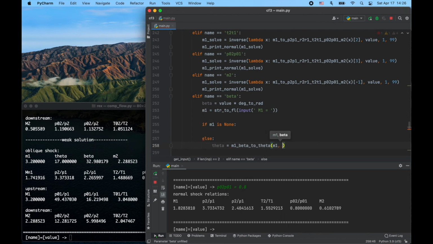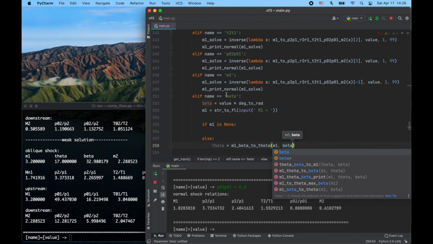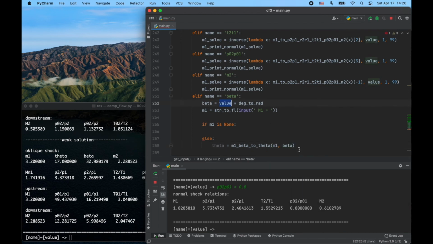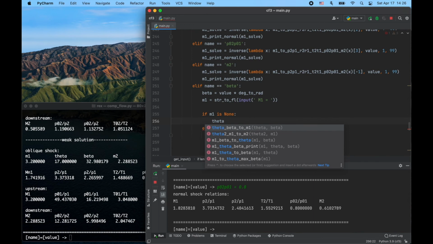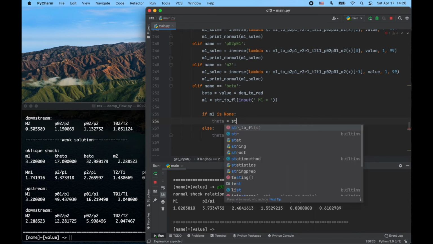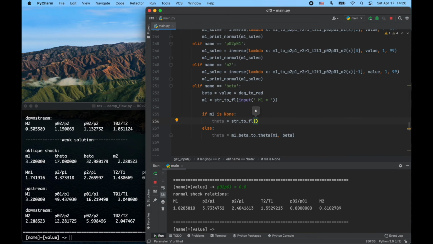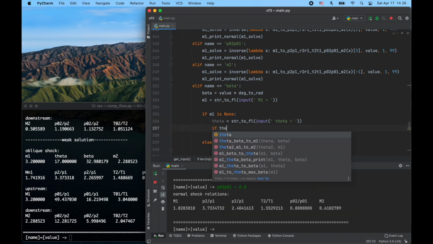But what if the user does not know Mach number 1? Then he or she has to know the theta value. So input theta equals to what? Again, if theta is not known, then, well, we cannot move forward. So print wrong input format. Try again.